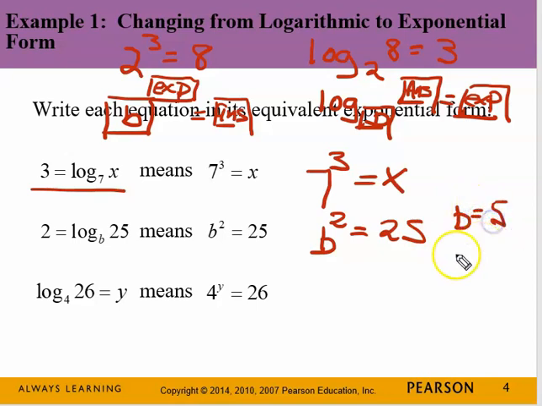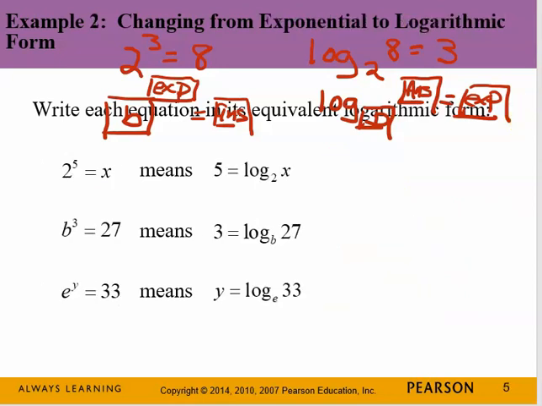B is a 5. And then for this one, our base is 4. Our exponent is y. And our answer is 26. So again, practice. And keep referencing our values above here.